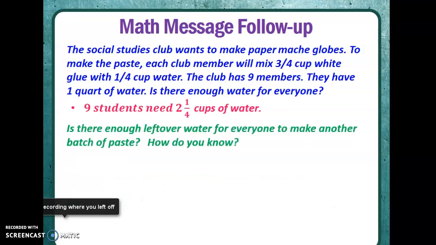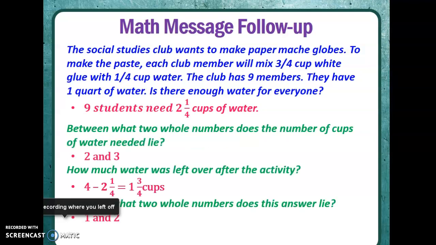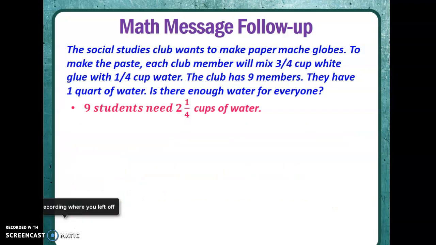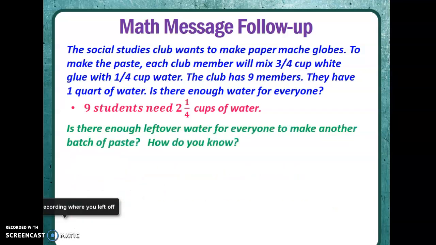Is there enough leftover water for everyone to make another batch of paste? So if we looked at the last slide, we know that they had 1 3/4 cups of water left over. Do they have enough to make another batch of paste, and how do you know? Pause the video while you figure this out. The answer is no, because as we know, they would need 2 and 1/4 cups of water altogether for everyone to make another batch. And they don't have that much because 1 3/4 is actually less than 2 and 1/4.